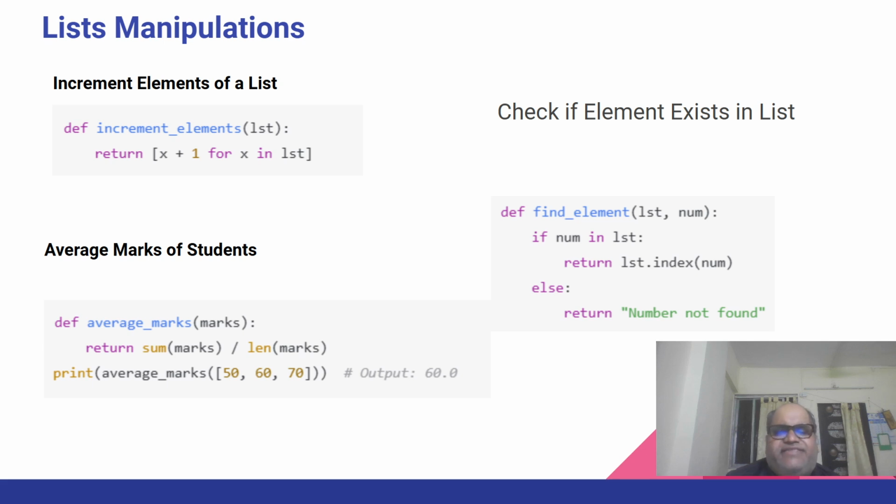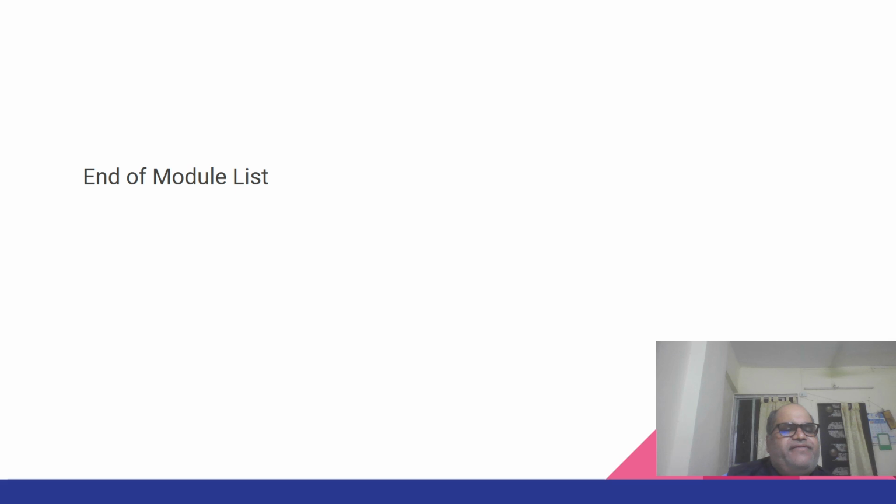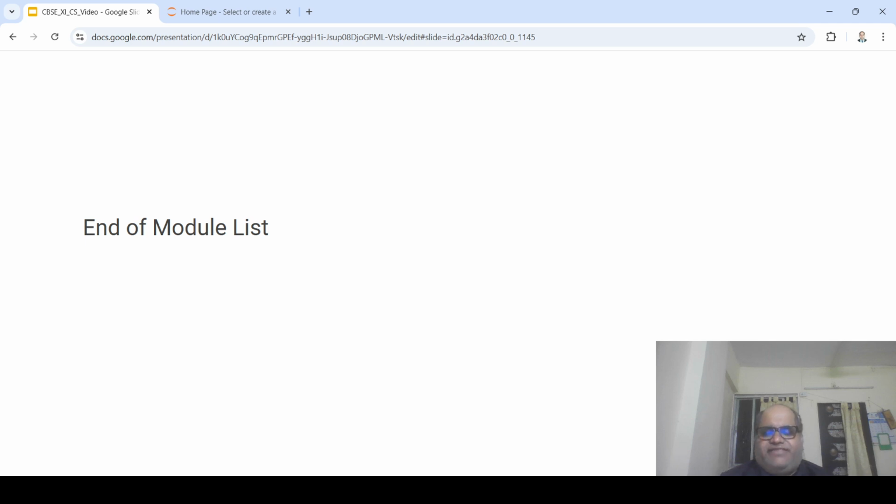Check if an element exists in a list. So we are looking at the right part, right? Define find element, first and num. If num in list, return index of it, else return number not found. Okay. So we have looked at the increment operation on an individual list. We tried using sum and len, find element. So this brings us to the end of this module, that is list.